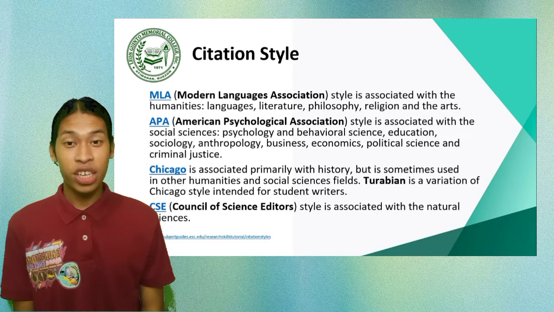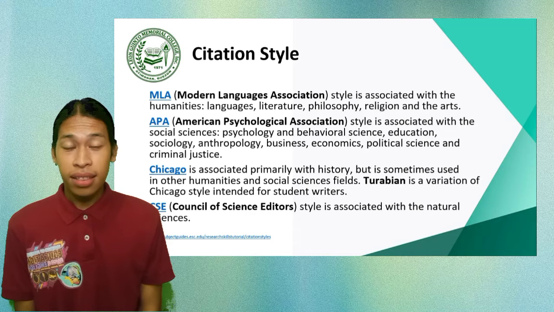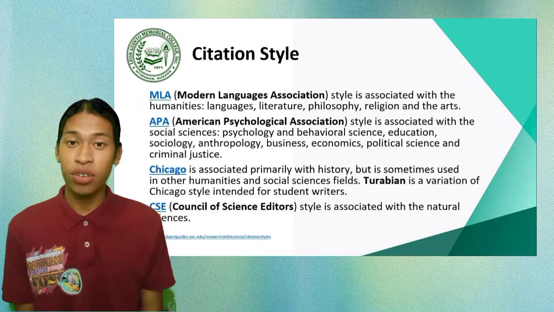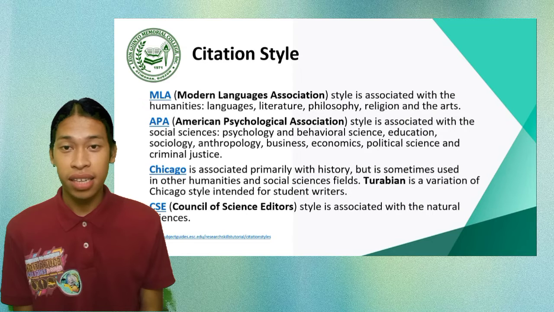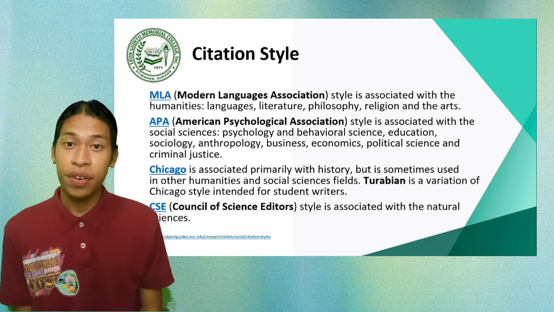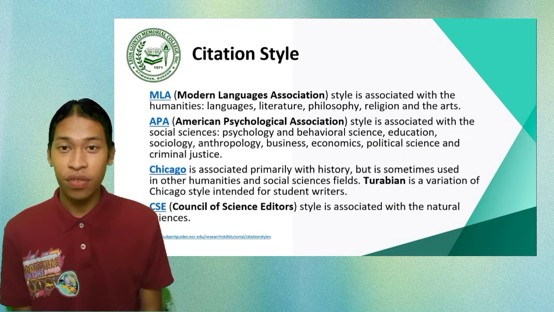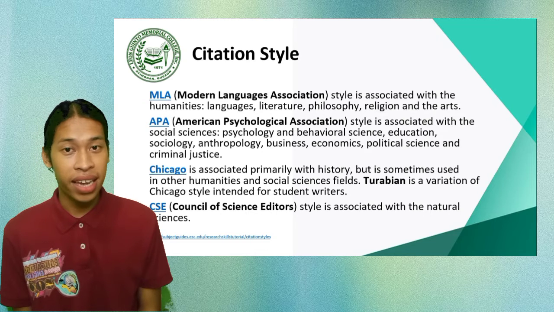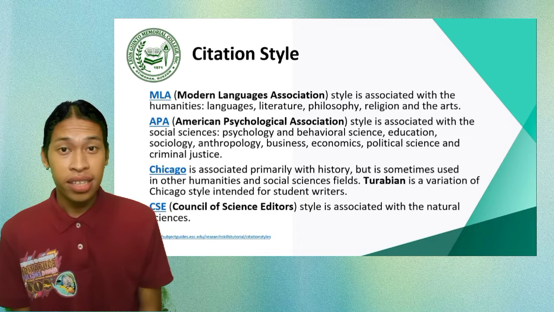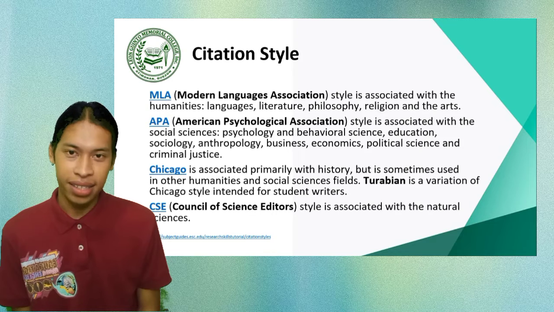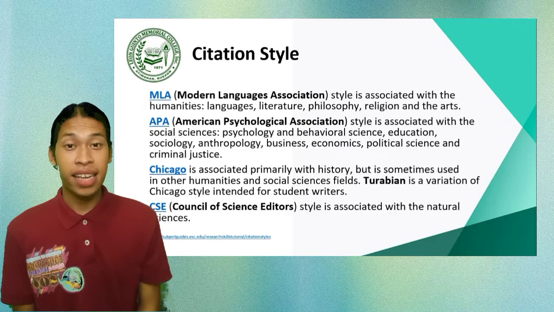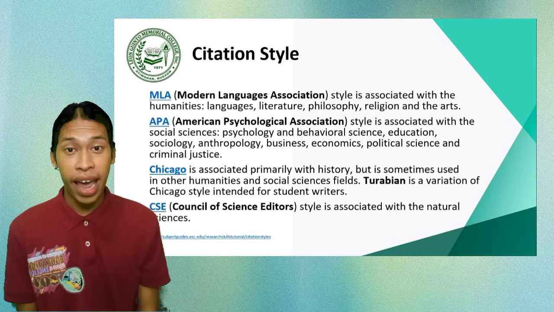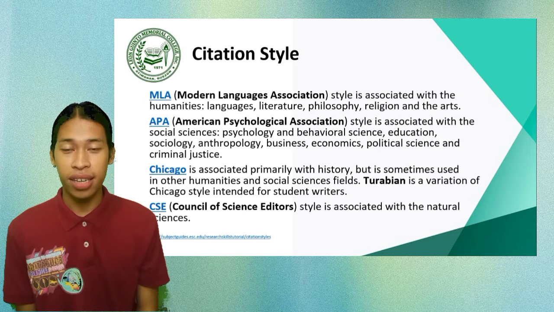Also, we have the Chicago style. It is associated primarily with history but is sometimes used in other humanities and social sciences fields. Turabian is a variation of Chicago style intended for student writers. And last, we have the CSE, Council of Science Editors style. It is associated with the natural sciences. Choosing a citation style: you can usually choose a citation style based on the discipline you are studying.